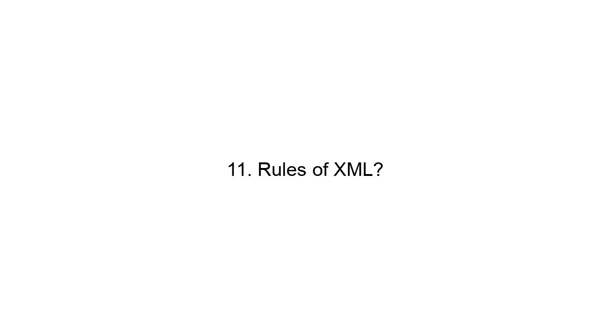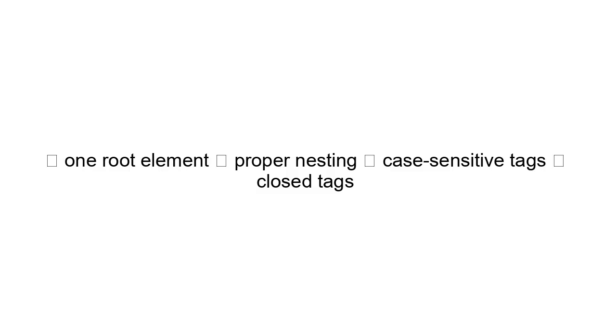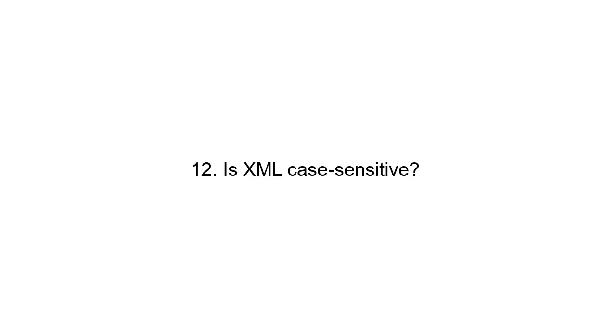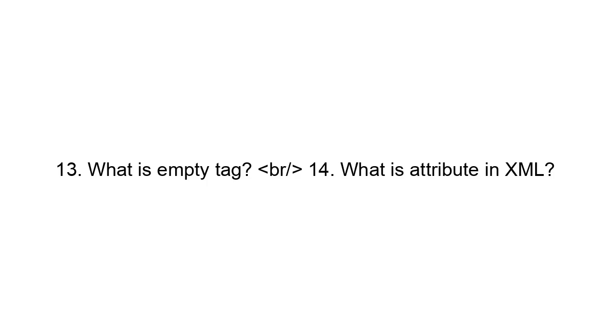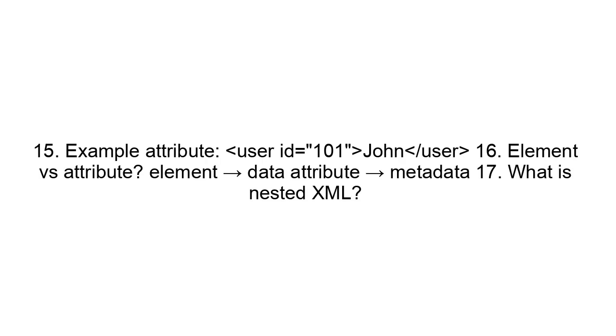11. Rules of XML. Root element, proper nesting, case-sensitive tags, closed tags. 12. Is XML case-sensitive? Yes. 13. What is empty tag? 14. What is attribute in XML? Extra information inside tags. 15. Example attribute. <user id="101">John</user>. 16. Element versus attribute. Element means data. Attribute means metadata.